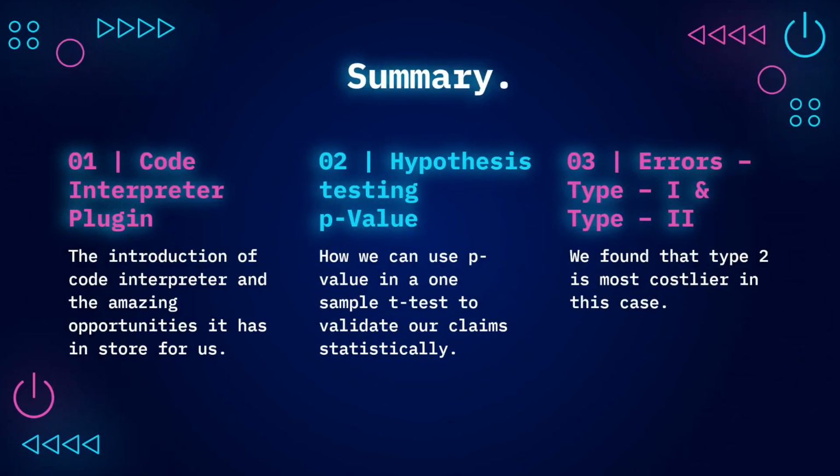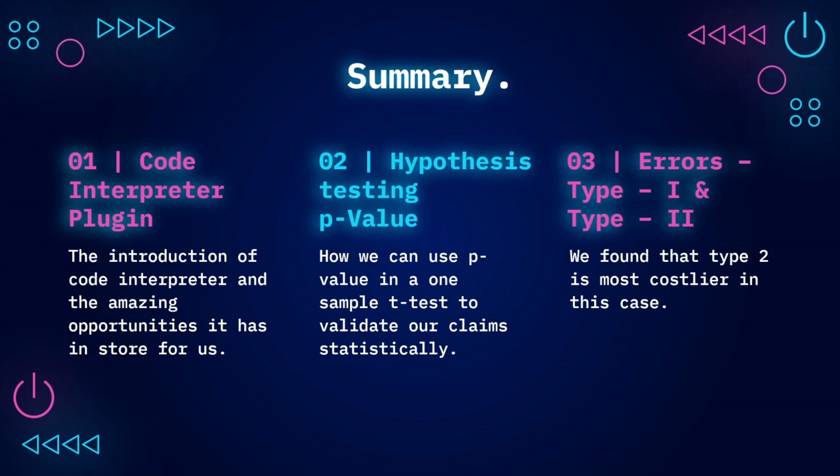Alright, let's quickly recap the things that we saw today. Most of the things that we saw today were amazing, all thanks to the Code Interpreter plugin that OpenAI has released. We saw how to use the plugin, and you can only use it in GPT-4 and you have to be a Plus member. And the other thing that we saw was how we can actually use it and all the opportunity that it has in store for us.